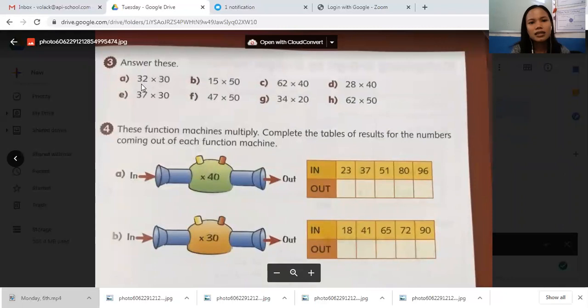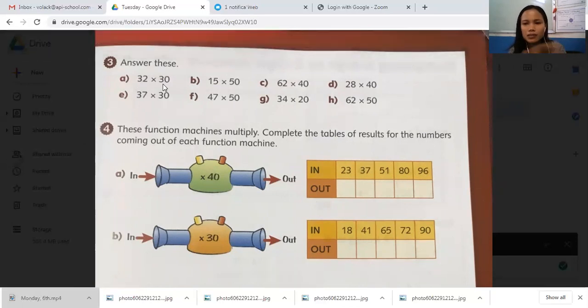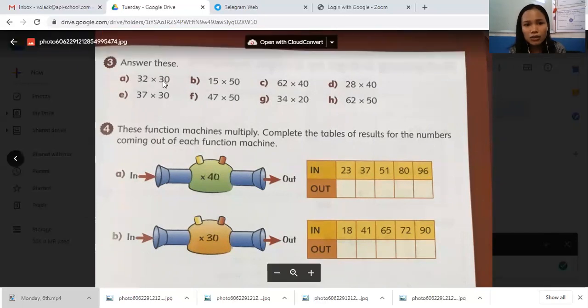Answer this. 32 multiplied by 30, until letter H, A until letter H. So here, if you follow this method, you can just get 32 multiplied by 3 and then keep the answer and multiply the answer by 10 because 30 is 3 times 10. But if you want to follow, I would suggest to follow the method that you learned at high school. You get 32 multiplied by 30, and then you can just multiply 32 by 3. And when you see the answer, you put 0 at the back. Then the answer would be, I can just do this in my mind. So the answer would be 960.